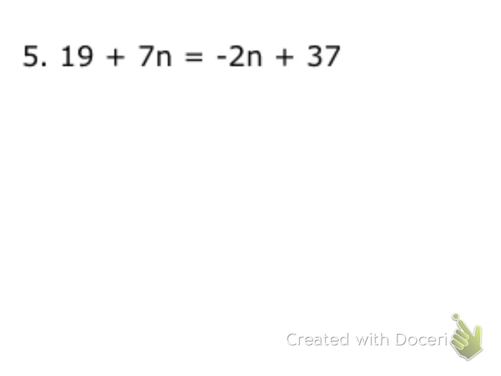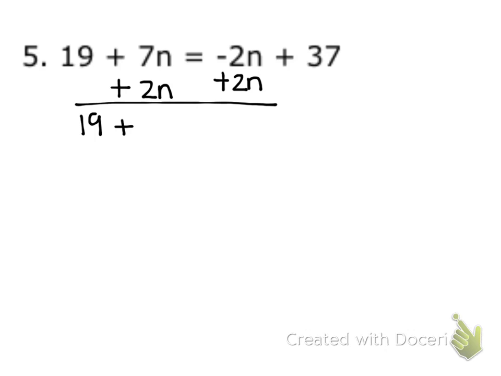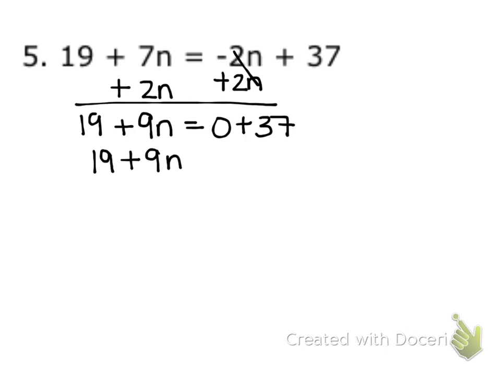So I'm going to take one step in the right direction. Just like we've been doing, I'll take one of my terms that includes an n and move it to the other side. So I'm going to take this negative 2n, and I'm going to add 2n to both sides. Now I have 19 plus 9n equals 0 plus 37. So 19 plus 9n equals 37.